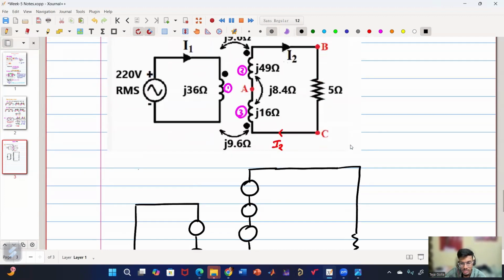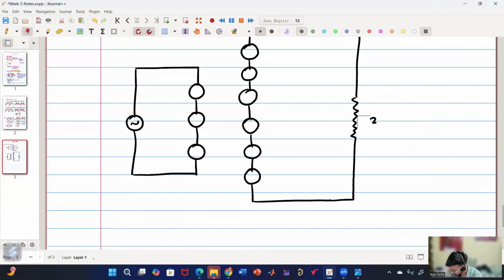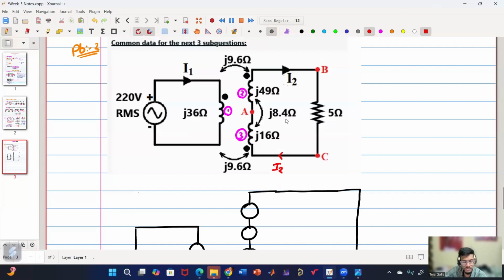Okay. So the load has 5 ohm. This is 5 ohm. And the source is how much? 220 volt. This is a DC source, na, sir. Okay. You tell me whether it is DC or AC.